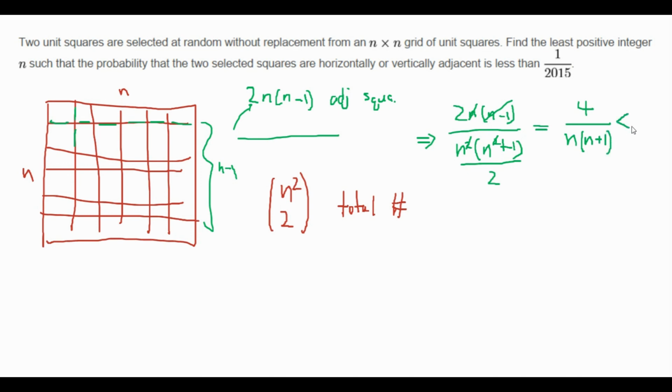And we know that this is less than 1 over 2015. And now it's just a simple calculation of the smallest n possible, and this n is just equal to n equals 90, and this is the smallest, and so we are done.